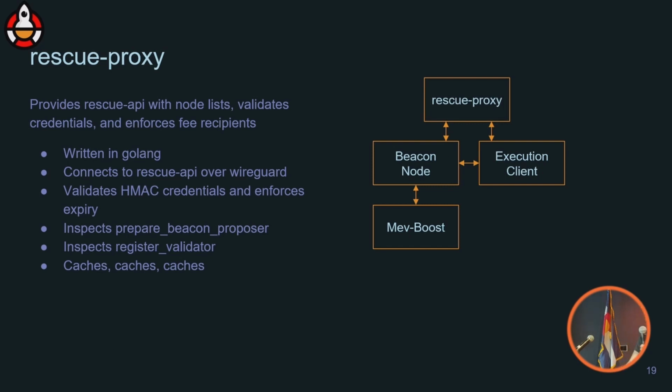This validates your HMAC credential. So when your validator sends traffic to us instead of to your local node, we validate your HMAC credential to make sure that you are allowed to connect. Once you connect, we inspect 2 different requests that get sent as part of the validation workflow. Those are prepare beacon proposer and register validator. And there's a whole lot of caching built into this application to make sure that we don't bring down any of our critical infrastructure.